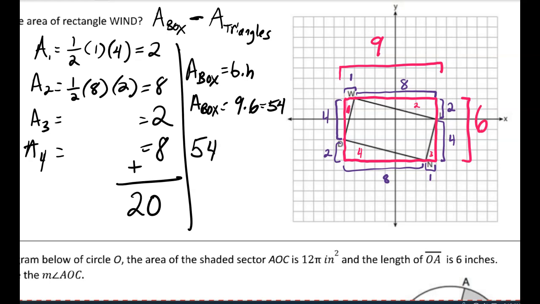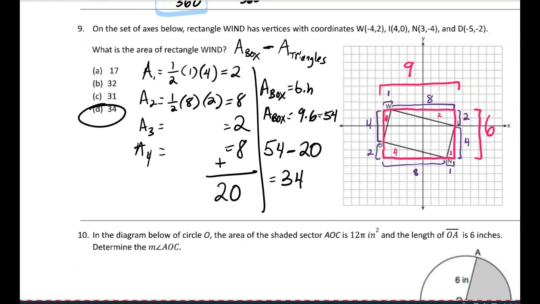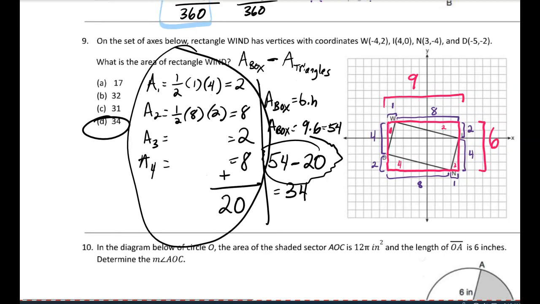So we're going to take the area of the box and subtract away the area of the surrounding triangles to find that the area of the inside piece is just 34 units. And you could do this with any shape as long as you're on the coordinate plane. Doesn't matter if they plotted a triangle, a rhombus, whatever it is, box it in, find the area of the surrounding triangles, and subtract it from the area of the box.